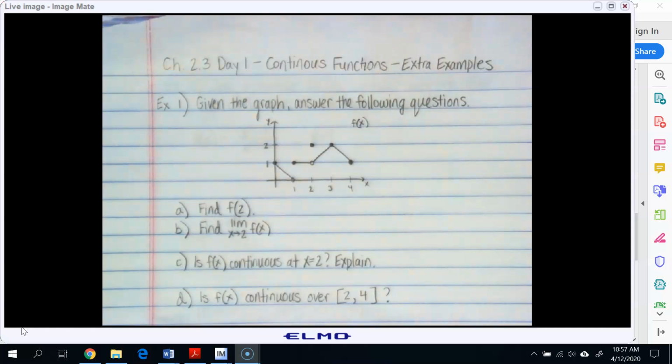We're going to do a few more examples talking about continuous functions just to make sure we really understand that concept and all the different ways we could ask you to show us that you understand. Alright, for this first example it says, given the graph, answer the following questions. And here's the graph of f of x.